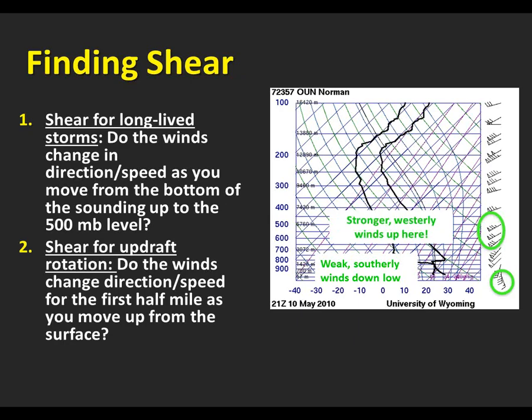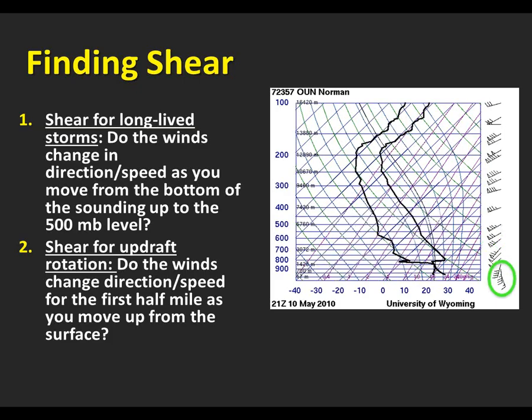Okay, so shear for the updraft potential rotation. Do the winds change in the first half mile as you move up from the surface? So again, here we're looking near the surface. Same thing, southeast winds, and as we go up, we increase in speed dramatically as well near the first half mile. So that's about 40 knots there at 800 millibars. So that's the low-level shear that we need for strong updraft rotation or tornadic supercells.